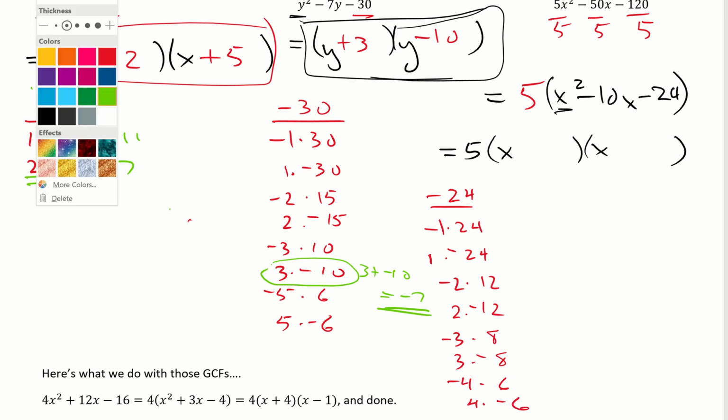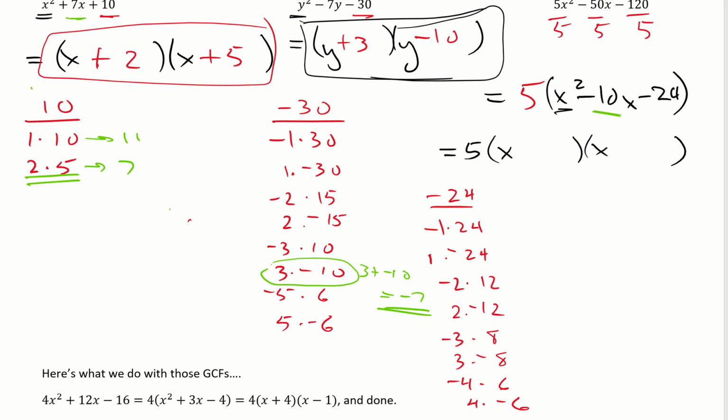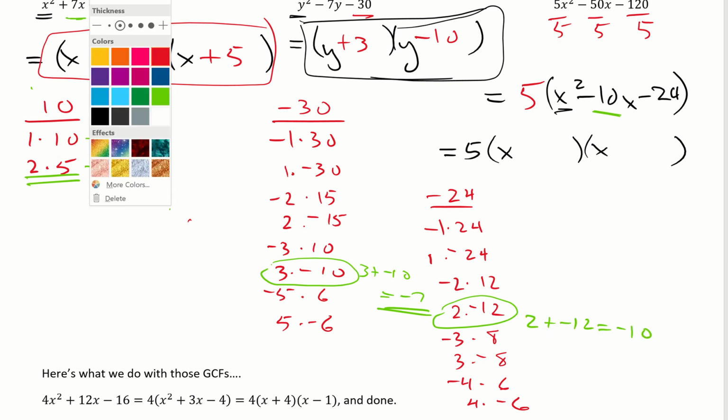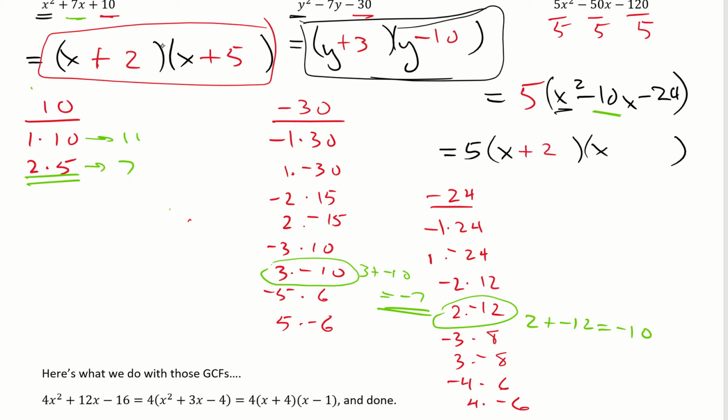What is the magic number? The magic number is minus 10. There it is, right there. 2 plus a negative 12 is minus 10. So put it in. The answer is, you can write x plus 2 and then minus 12 and circle it and say, there's my last answer. That's how it's done.